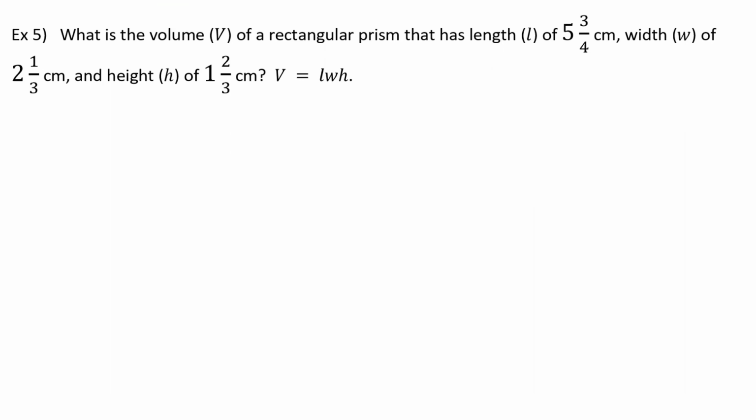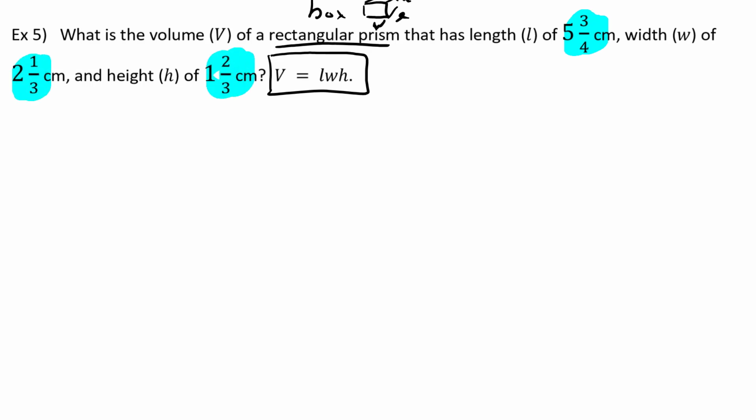I'd like you to now pause the video and try this word problem. This is a great problem to start with. Here we have a formula. Volume of a rectangular prism, also known as a box, the volume is the length times the width times the height. And here we want to know what the volume of the rectangular prism is if it has this length in centimeters, this width in centimeters, and this height in centimeters. So give that a try now and see if you can determine what the correct answer is.